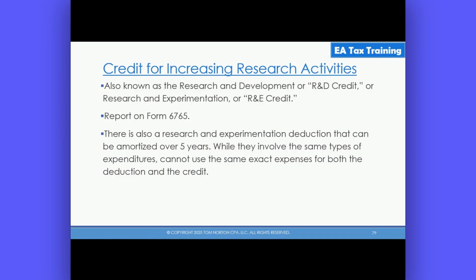Credit for increasing research activities. This is also known as the Research and Development, or R&D credit, or the Research and Experimentation, or R&E credit. It's reported on Form 6765. There is also a Research and Experimentation deduction that you can take, and those expenses can be amortized over 5 years. So they are the same types of expenditures, but again, you can't use the same exact expenses for both the deduction and the credit.